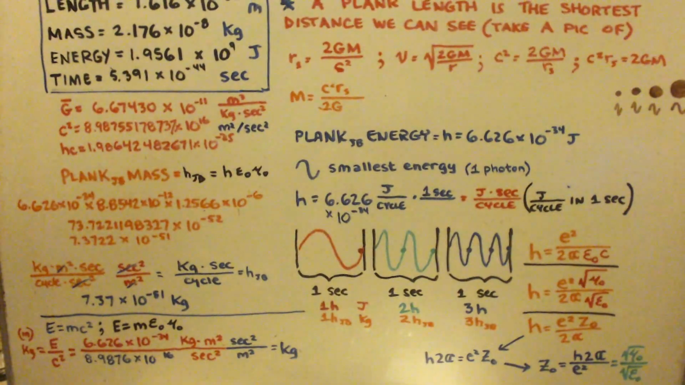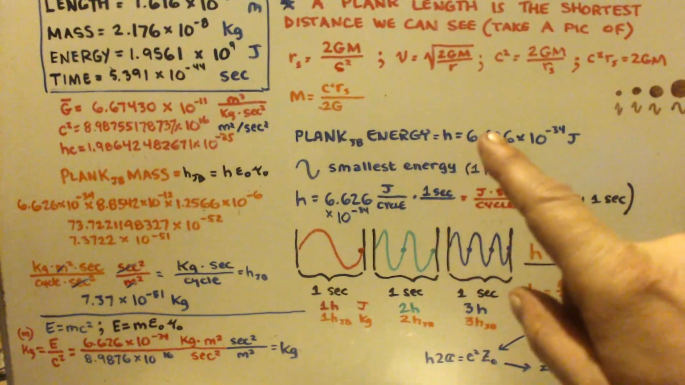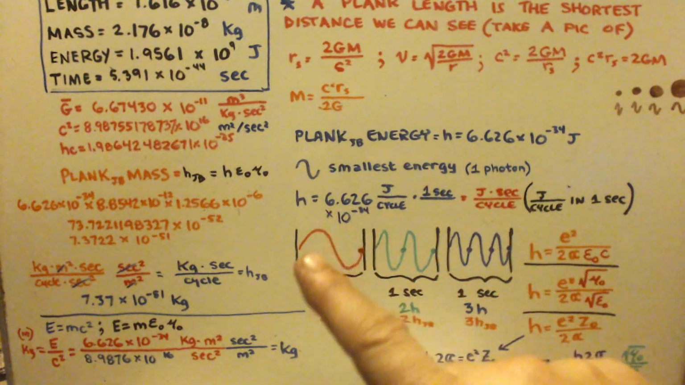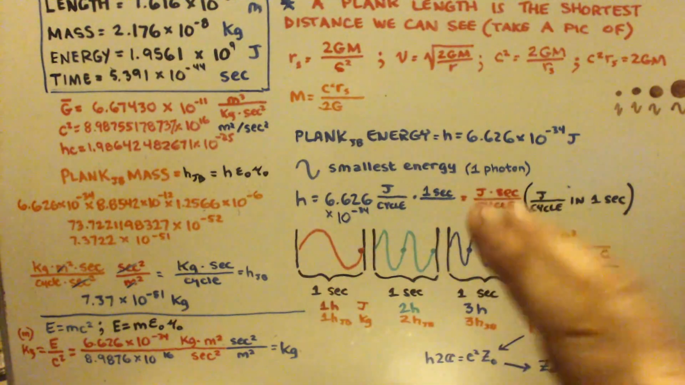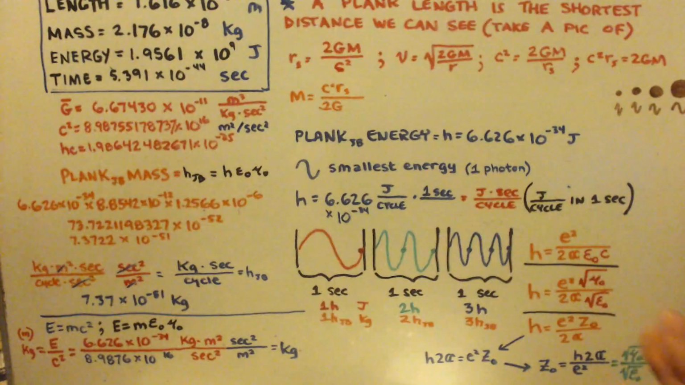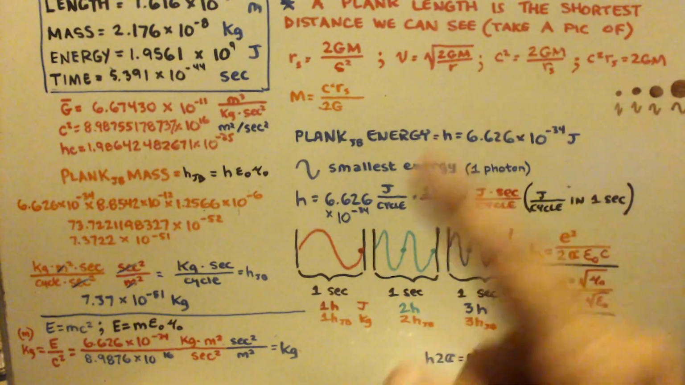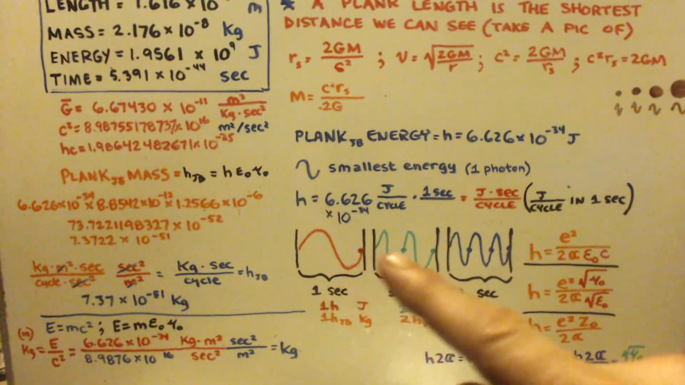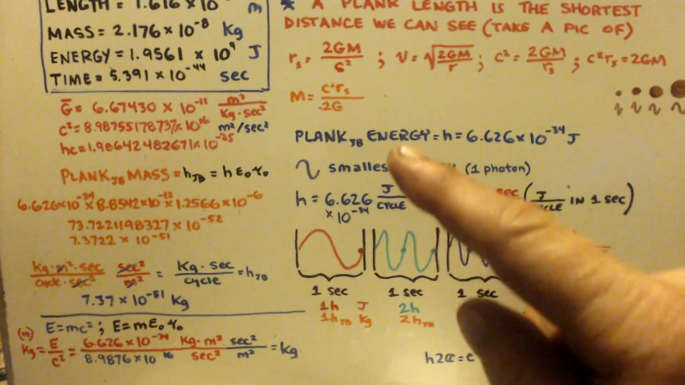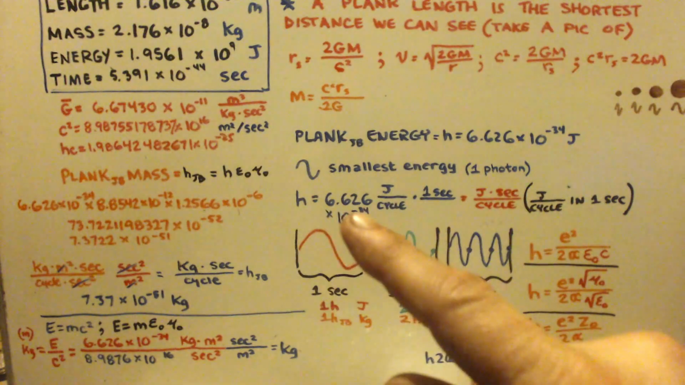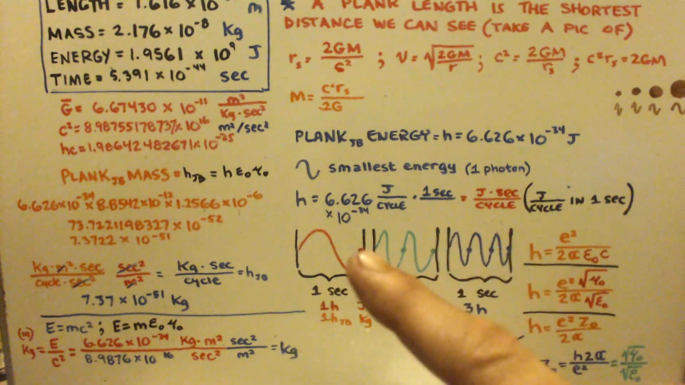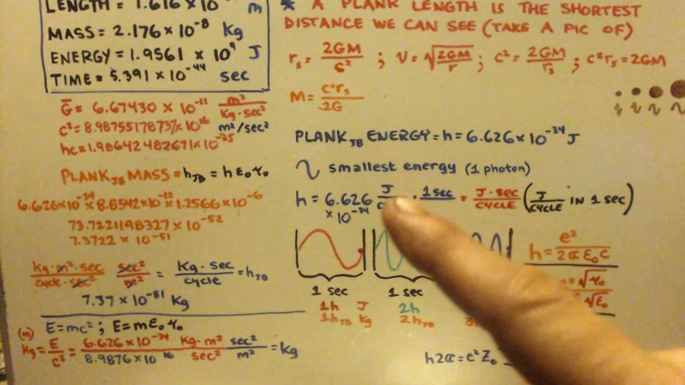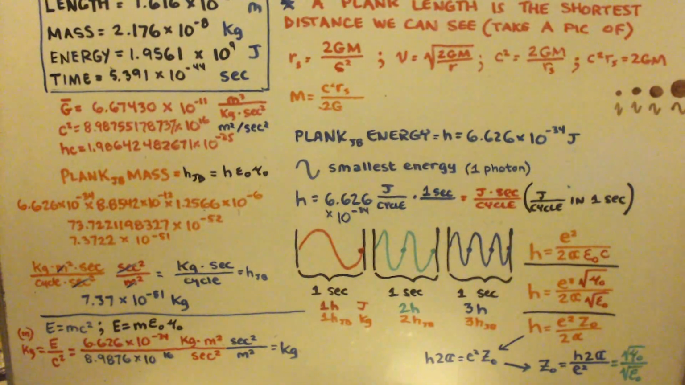So you can see why I'm saying that this is the lowest energy you could have, because that's what one sine wave is. You can't have a half a sine wave. You can't have a quarter of a sine wave. You can only have a sine wave, okay? And that sine wave, whether it's this big, this big, this big, it always adds up to 6.626 times 10 to the negative 34th joules per cycle, okay?